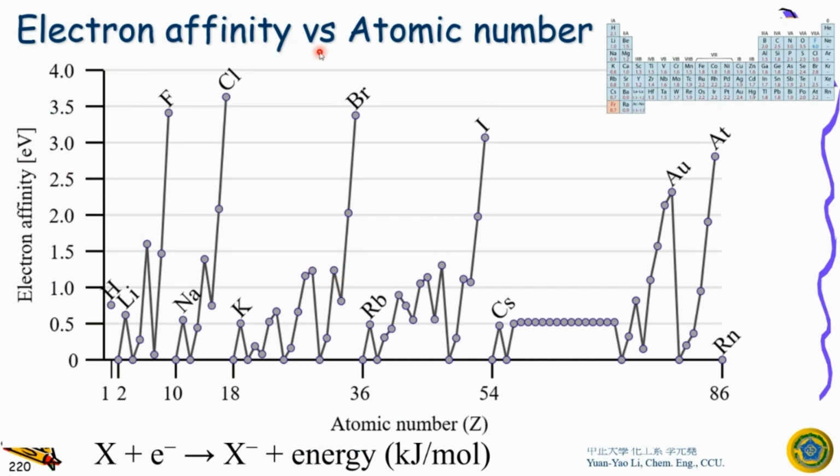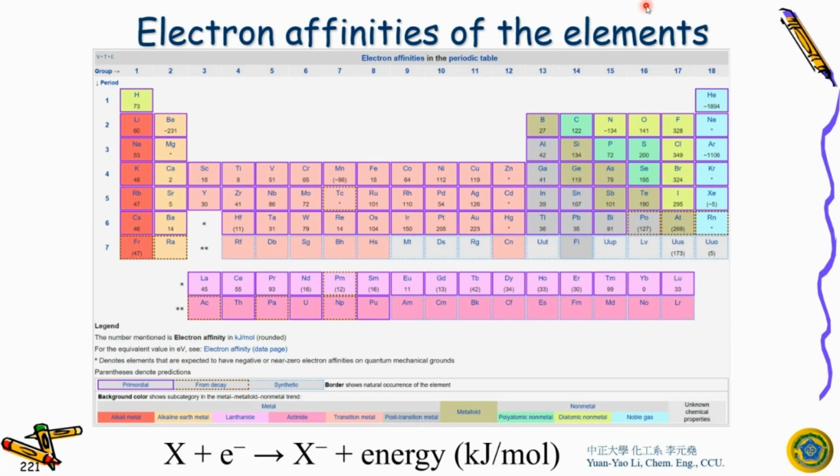So this is the trend: electron affinity versus the atomic number. As you can see, this part is high. Why? Fluorine, chlorine, bromine, iodine are high because they are easy to receive an electron. And why are lithium, sodium, potassium low? Because these are easier to kick away one electron. Again, I don't want you to remember the numbers. I just want you to remember whether this element is easy to gain an electron or easy to release an electron.